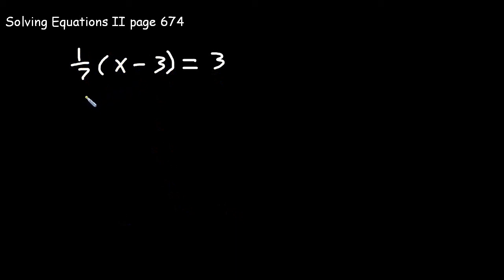Well, there's more than one way to work this problem. So how do we get the x by itself? Well, I'm going to start with the 1/7. This is 1 divided by 7. I want to get rid of this 1/7. Well, what's the opposite of 1 divided by 7? What's the opposite of division? Well, it's multiplication. If we multiply both sides by 7, that will take care of the 1/7.